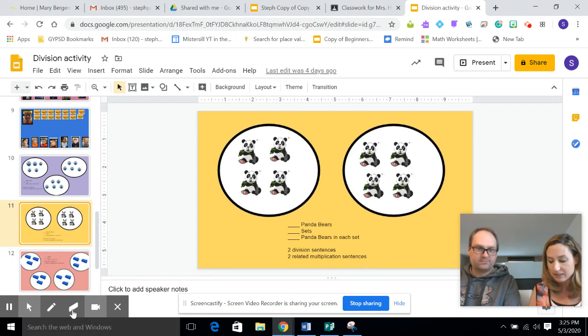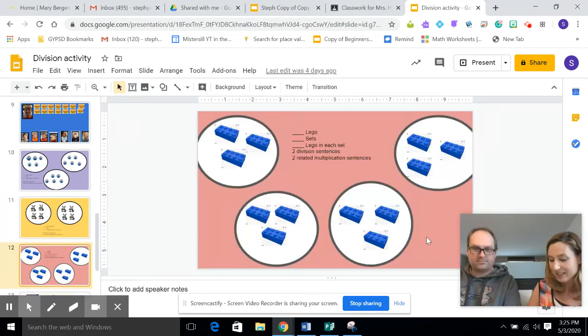And lots of my boys love Lego, so I decided to do Lego for my last one. First of all, we always have to count the total number. Well, there are 12. 12? How did you do that so fast? Well, I clearly saw that there's 3 in each group, and I saw that there were 4 groups. So 3, 6, 9, 12.